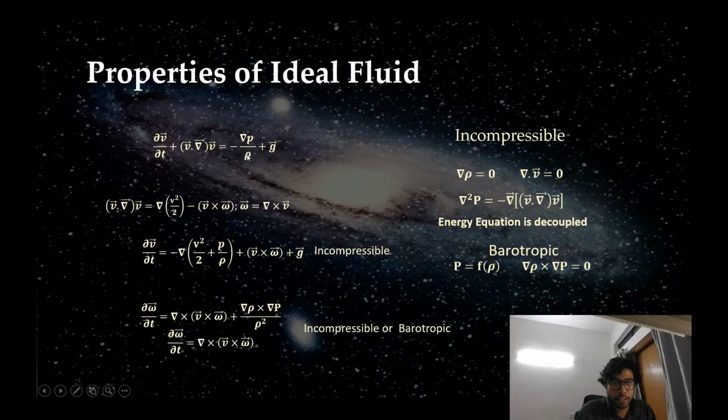So that's the incompressibility condition. Under that condition, since del rho is zero, I can take the whole thing inside the gradient term, and then finally we can combine the v square by 2 term with the p by rho term, and you get this equation from this equation. Okay. Now, from here, we will derive another equation which is called the vorticity equation.